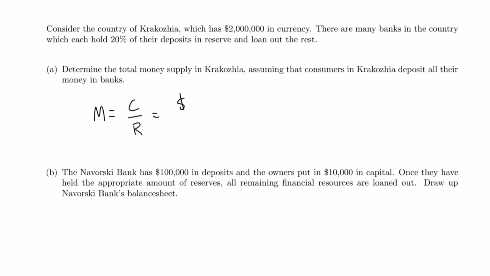Plugging in the numbers, we get 2 million divided by R, which is 20% or 0.2. Dividing by 0.2 is the same as multiplying by 5, and so that's going to give us a total money supply of 10 million.